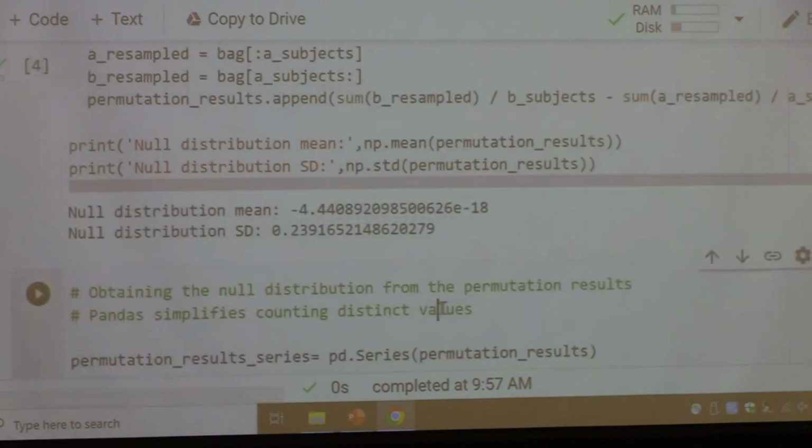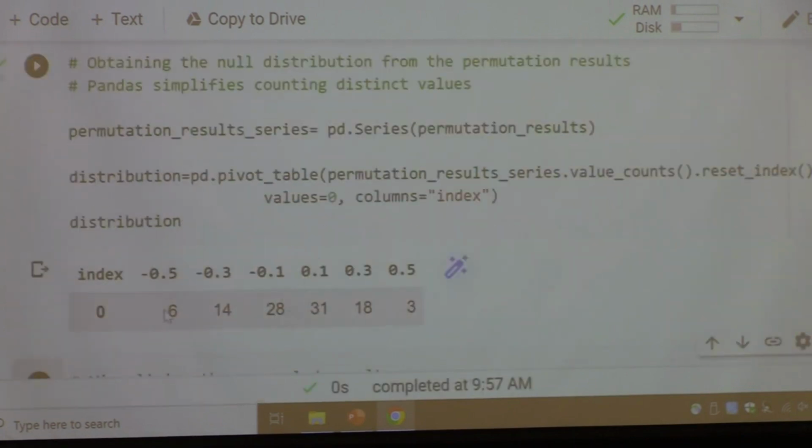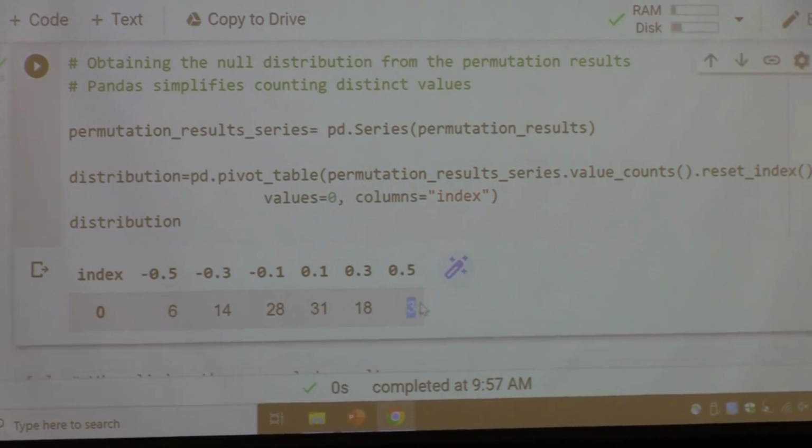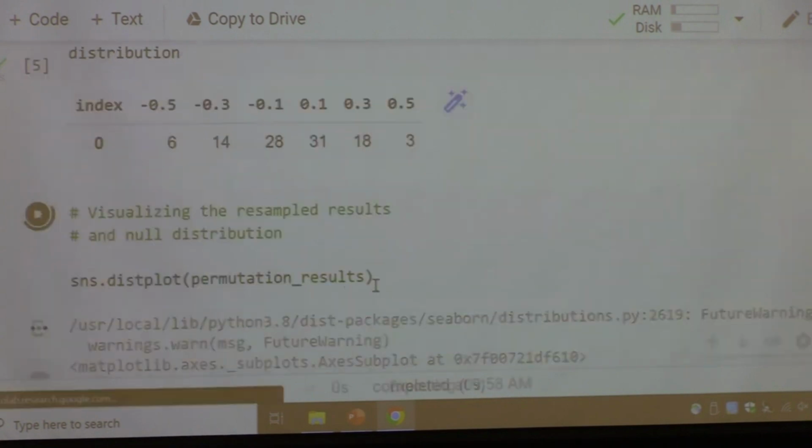Then if we want to see the null distribution in a table, it's like this. We had 100 resamplings. Out of those 100 times that we resampled, 3 times we got a statistic equal to 0.5, 50% difference. 18 times we got 0.3, 31 times we got 0.1. So there were just 6 possibilities, and we got those values with these frequencies. So these are just the raw frequencies. If we want to look at the same result but as a distribution, it looks like this.